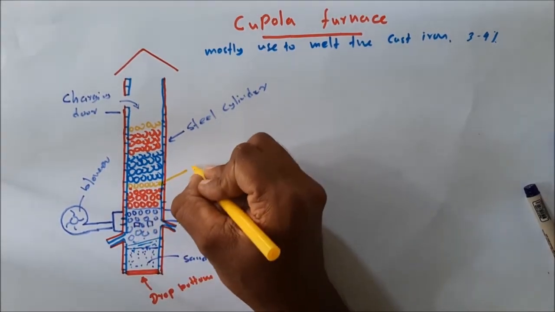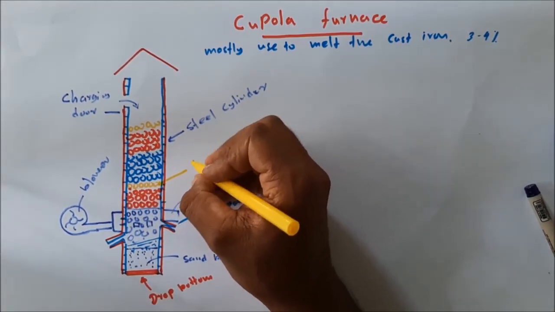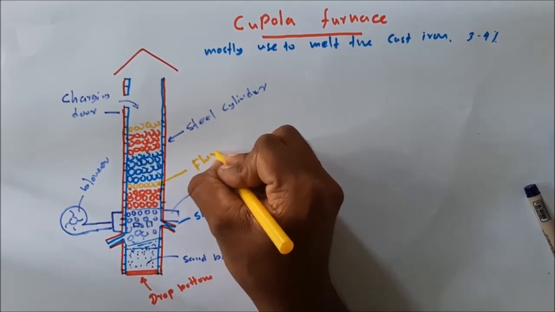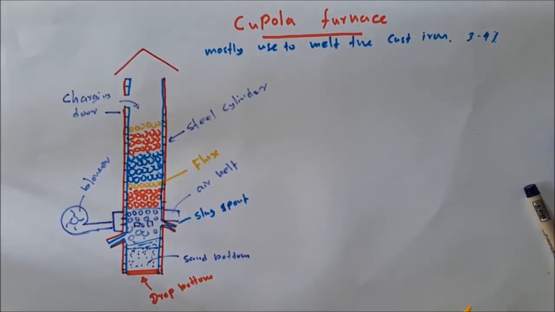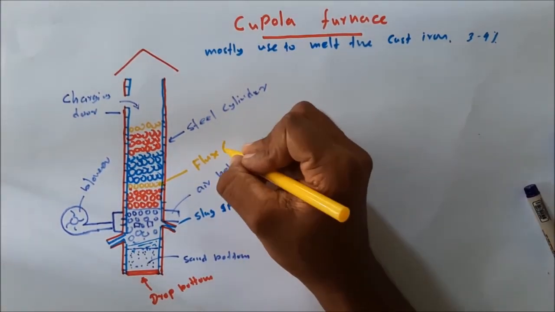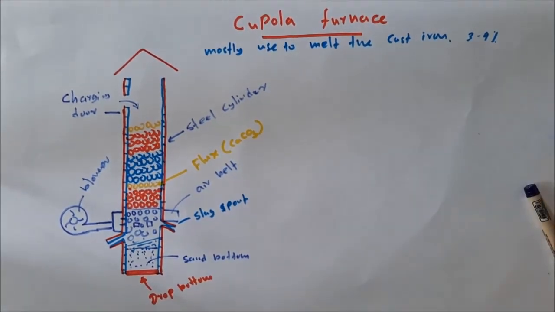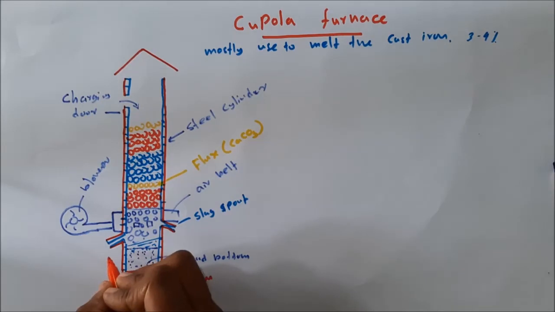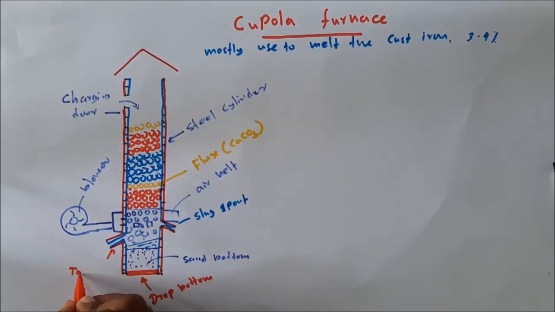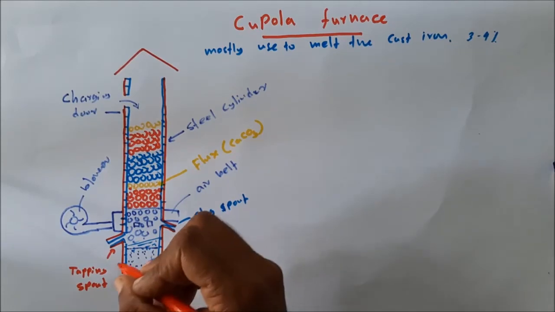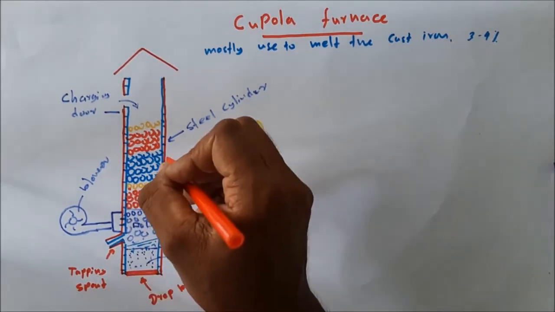This layer is the flux. The flux is used to purify the molten metal. In this process, calcium carbonate is used as the flux. It can convert ferrous oxide to ferrous. The sand bottom, then the tapping spout.